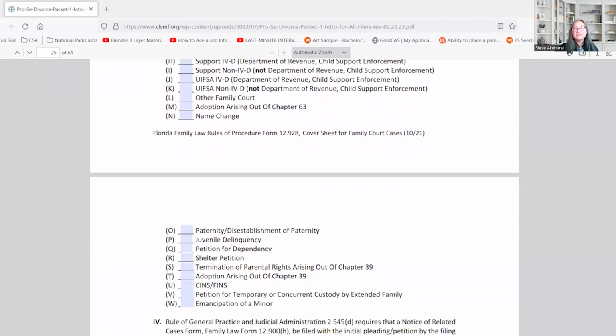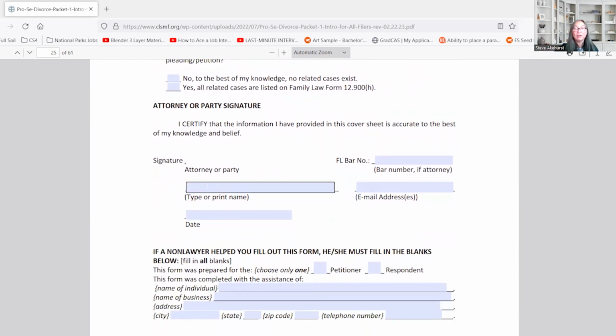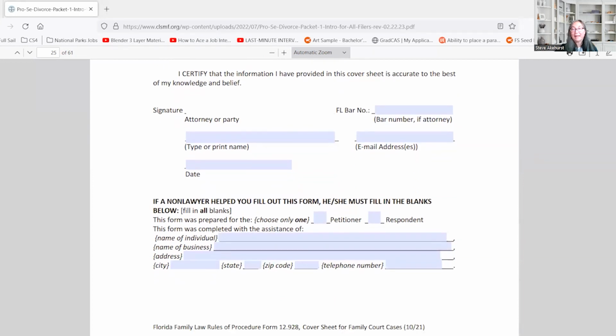The purpose of this is just to keep track of what type of case is being filed. It helps the court know how to divide the cases. If you did have a related case, the form we filled out just before, you're going to write yes, we have related cases. If you don't, you're going to write no. And although it says attorney or party, you could sign, and you have to print your name. You don't leave that blank. I would include an email address only because the courts are now doing a lot of e-filing or sending orders and notices through email, so they need an email address and it's a lot quicker. Then you date it when you file it, and you're going to leave that blank.